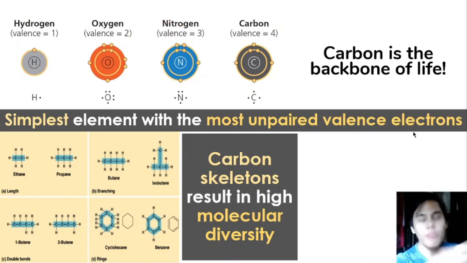So carbon is the backbone of life because it's the simplest element with the most unpaired valence electrons. If you compare these 4 elements here, these are very simple elements early on in your periodic table, but hydrogen only has a valence of 1, oxygen has a valence of 2, nitrogen with 3, carbon has the most with 4. The only other elements that have a valence of 4 are more complex already and come later in the periodic table. So because of that, carbon skeletons result in high molecular diversity, meaning you have many different shapes. And many different shapes means many different structures, which results in many different functions.